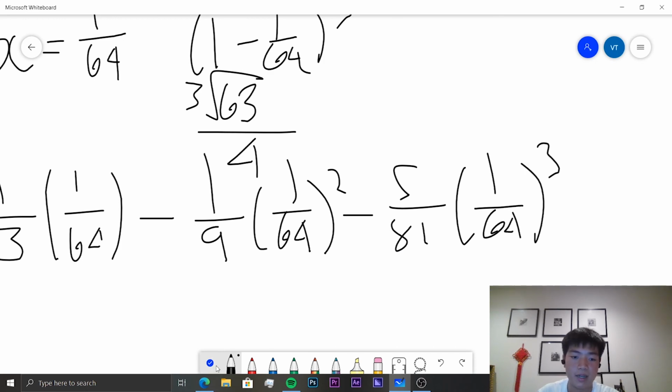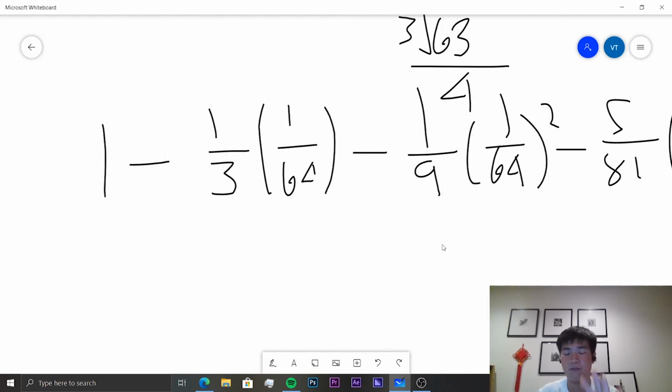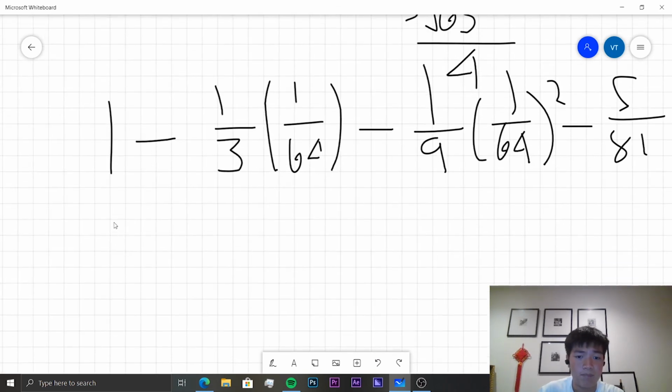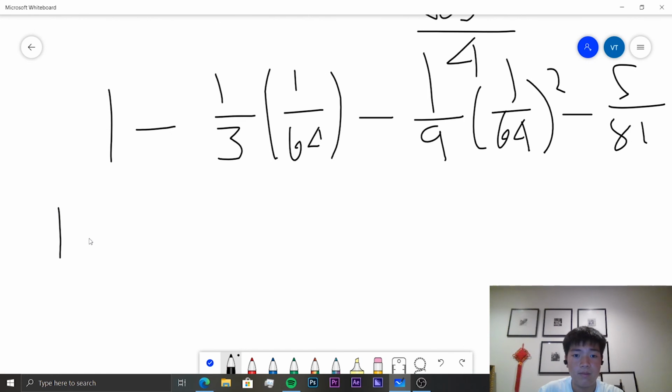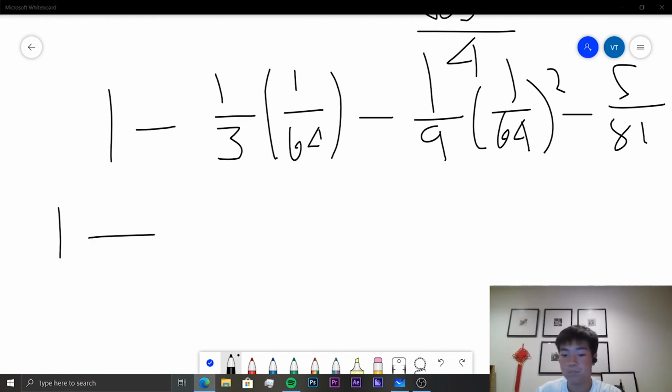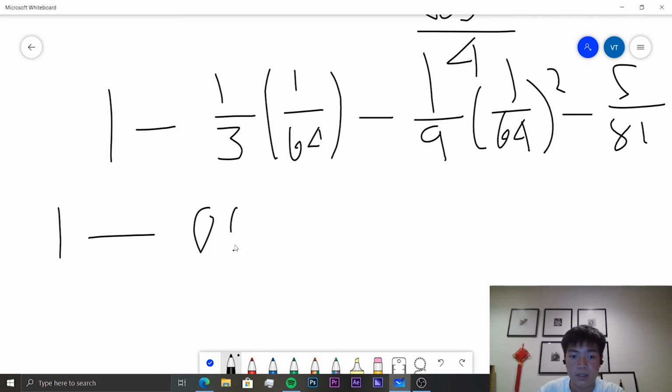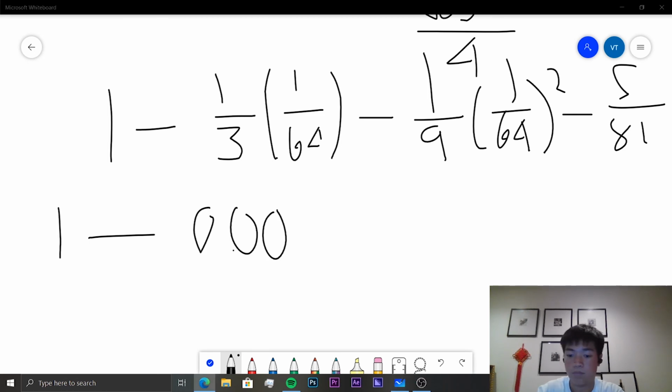And if you really want to die, you can do this without a calculator, but for me, I'm going to use a calculator. So in my calculator, this is 1 over 3 over 64, which is equal to 0.0052.